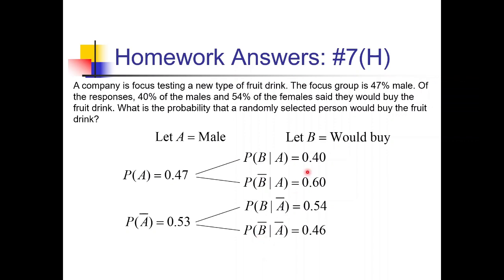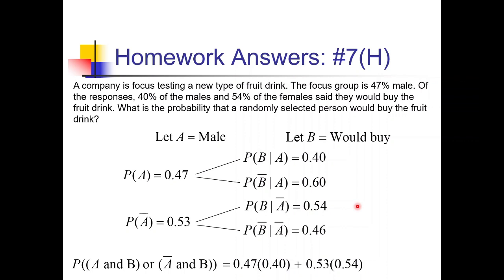So if we want to know the probability that a person would buy the fruit drink, we're looking for males that would buy it, so probability of A and B. And also, we want to add that to the probability that a not male, a female, would buy the drink, so probability of not A and B. So in terms of numbers, that means probability of A, that's 0.47, times the conditional probability of B given A, so 0.4, plus we've got 0.53 times this 0.54 here.